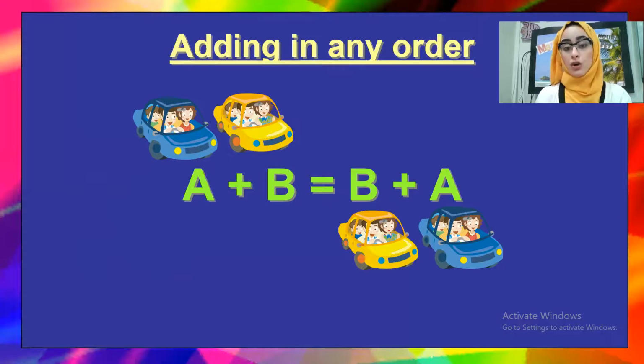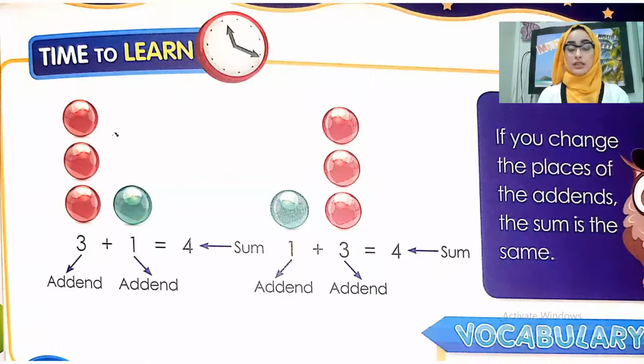Very nice. Let's see the counters. I have marbles. I have three marbles plus one more. The answer is four. Three is an addend and the one is an addend. Four is the sum. If I change the order of the addends, one plus three, the answer will be four, and it's the same. So the song says, if you change the order of the addends, the answer will be the same, or the sum will be the same.